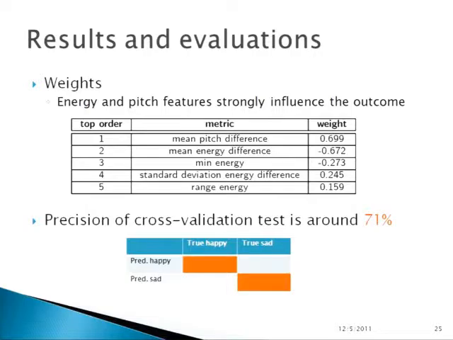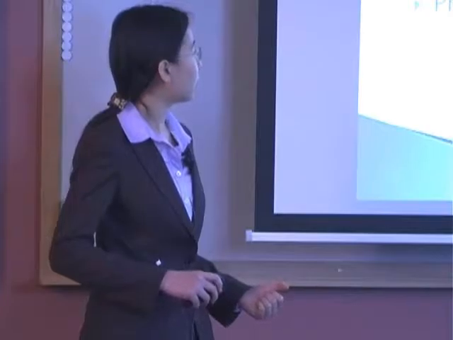So here are some results. We can see that the pitch value and the energy value influence the outcome a lot because they have a large weight in the emotion detection outcome. By doing a cross-validation test on the database, we get 71% accuracy. The accuracy is calculated by the correctly predicted good emotion and bad emotion, divided by the total number of samples in the database.